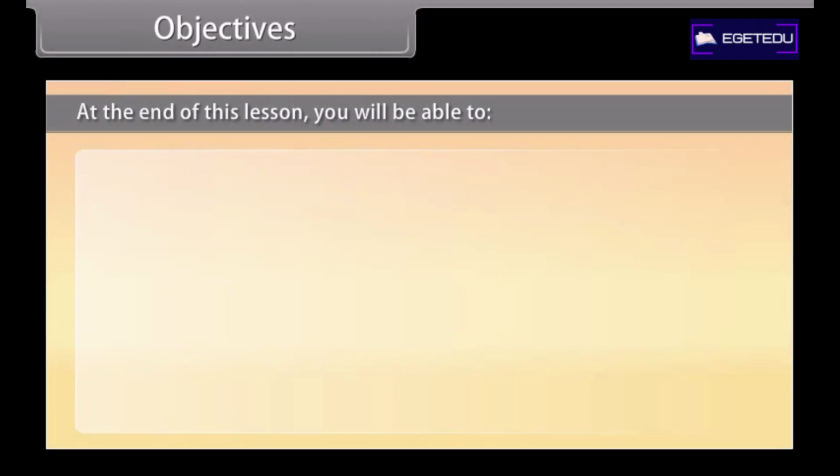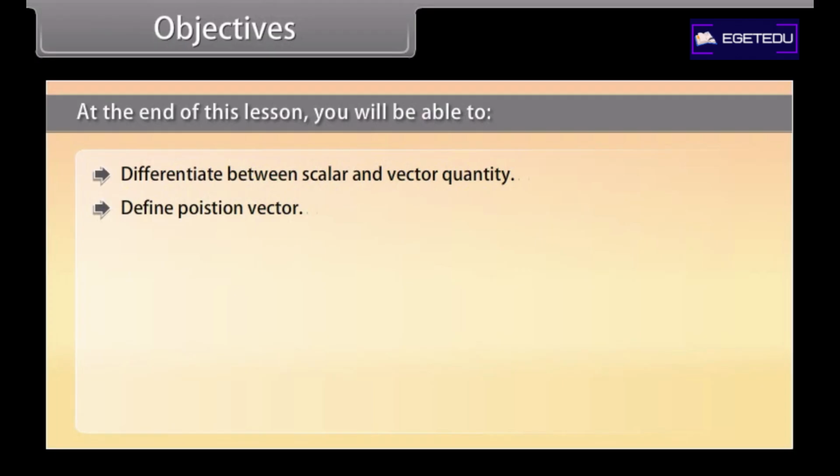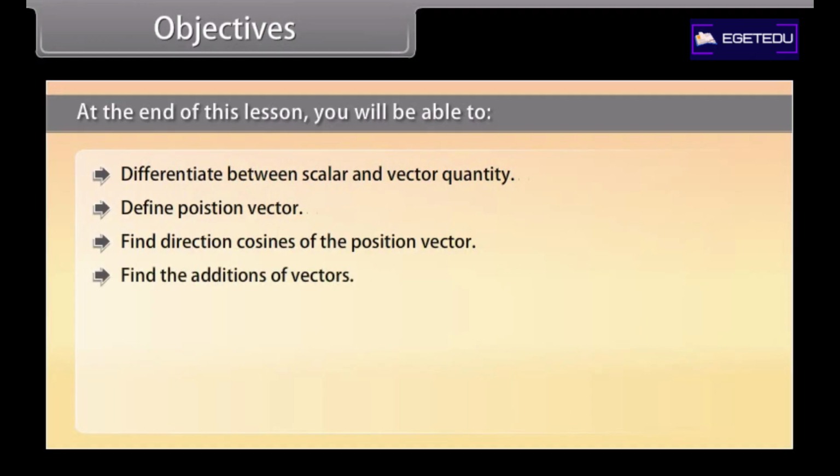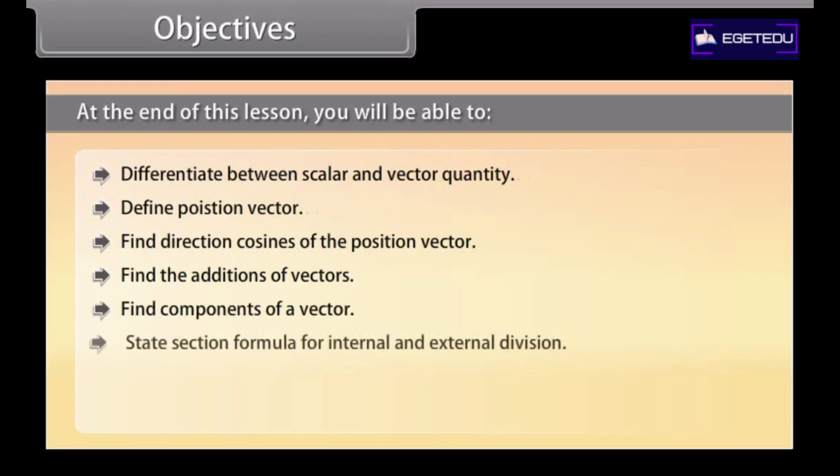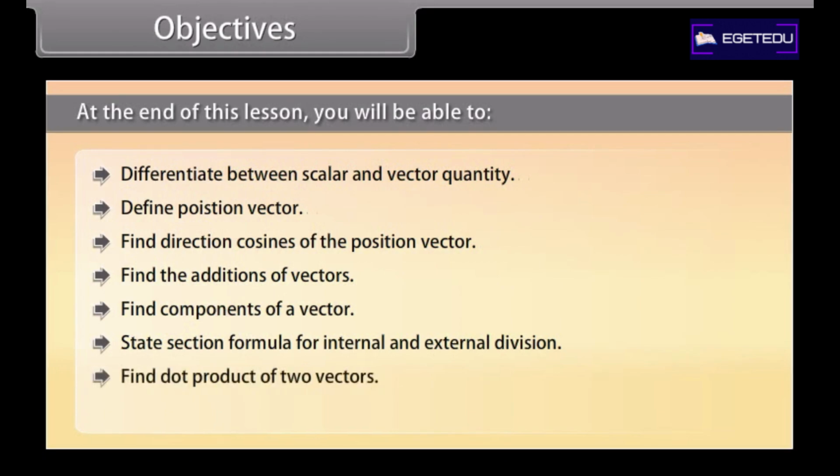Objectives. At the end of this lesson, you'll be able to differentiate between scalar and vector quantity, define position vector, find direction cosines of the position vector, find additions of vectors, find components of a vector, state section formula for internal and external division, find dot product of two vectors, and cross product of two vectors.